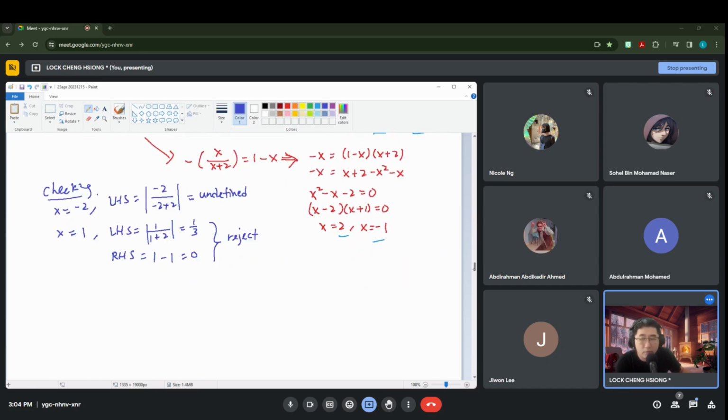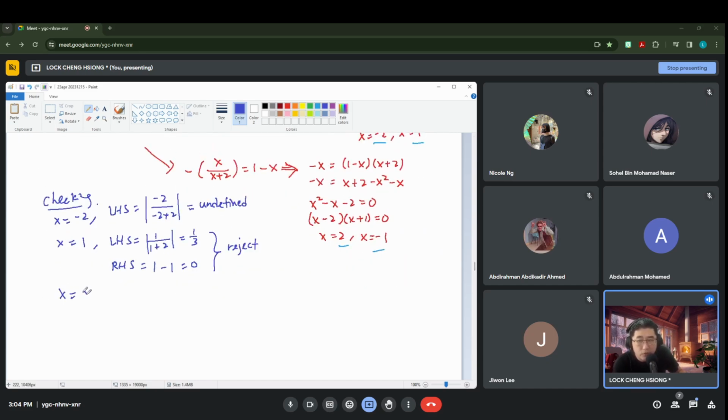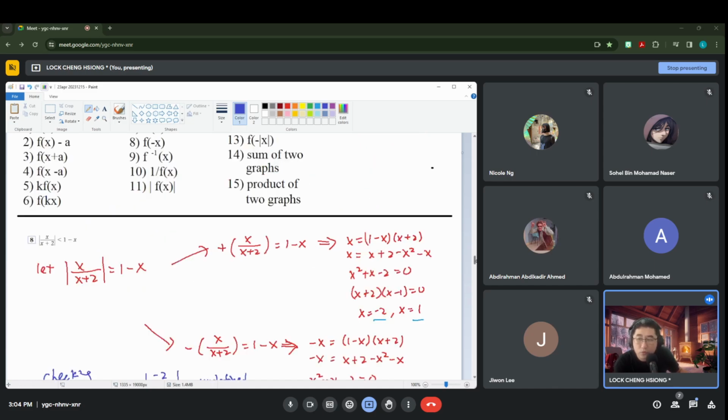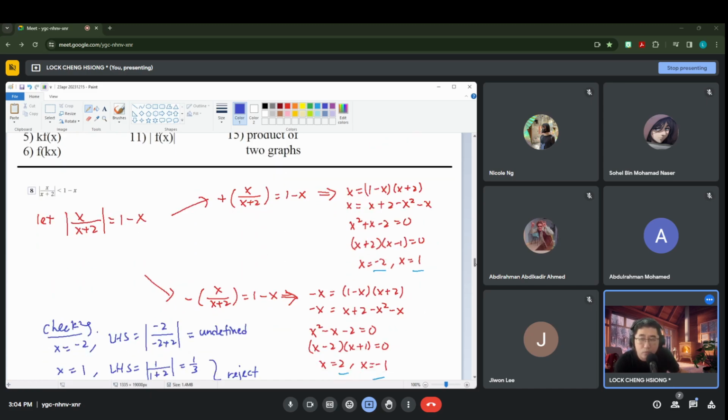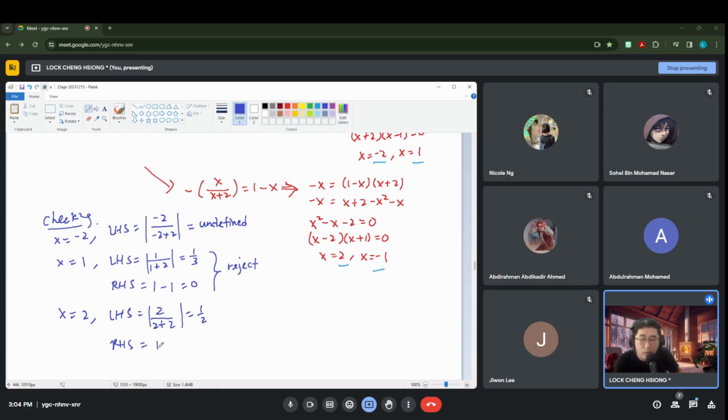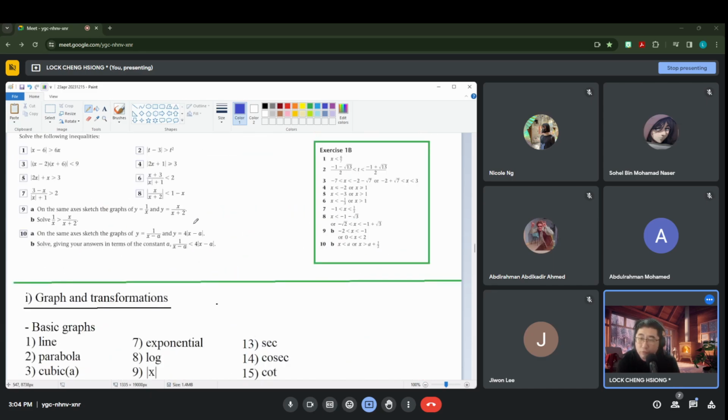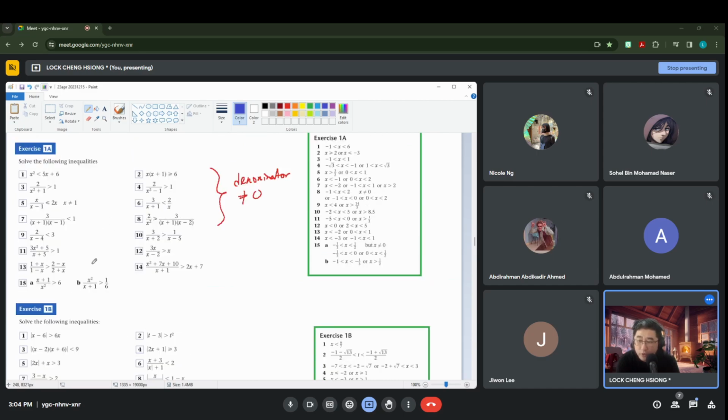Then I have x equals 2. The left hand side equals 2 over 2 plus 2 equals 1 over 2. Right hand side, 1 minus 2 equals minus 1. Reject. This answer is also rejected. This working is also rejected.